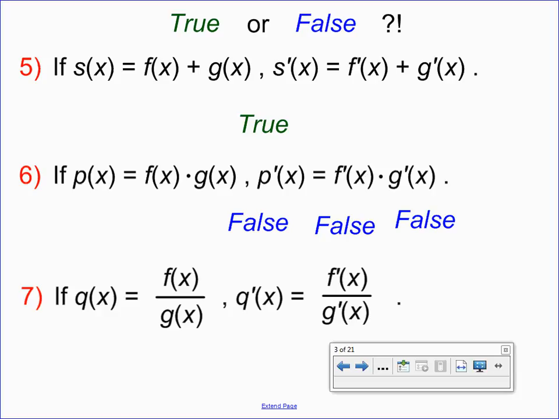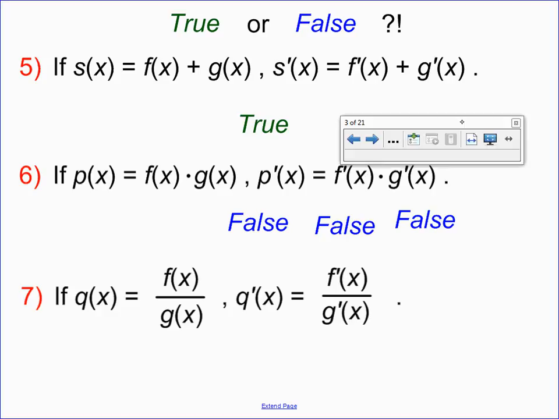And lastly, if Q of x, Q for quotient, is given by f over g, then true or false, Q prime of x equals f prime of x over g prime of x. So what do you think about that one? Nikki? False as well. So that's false too.